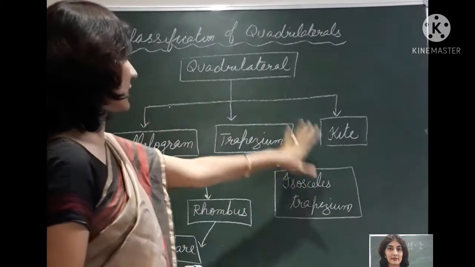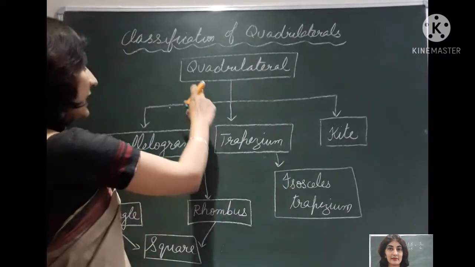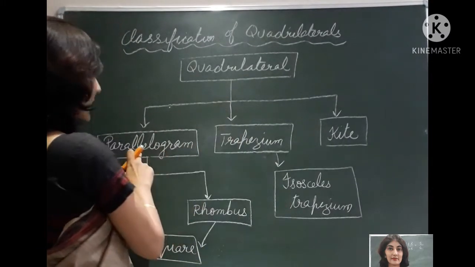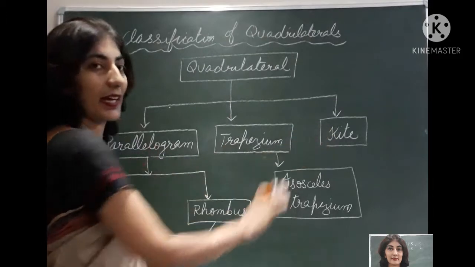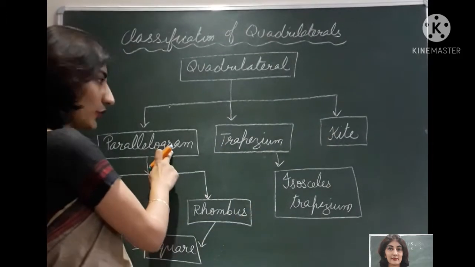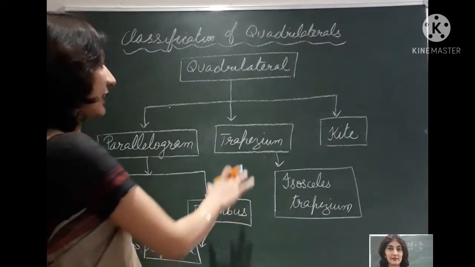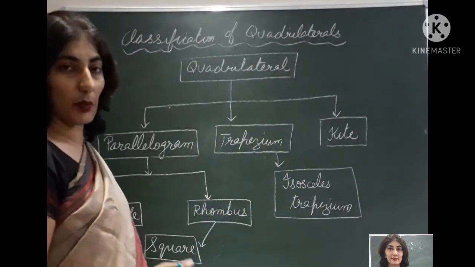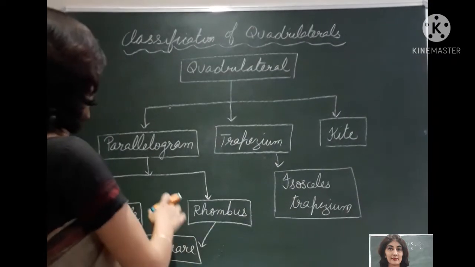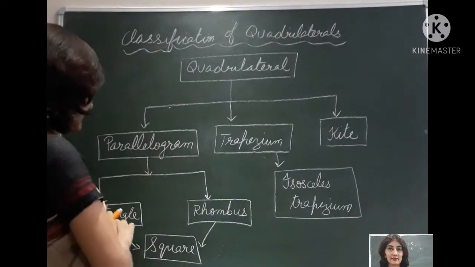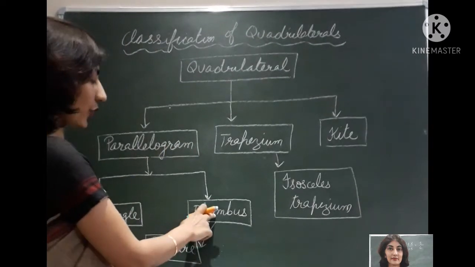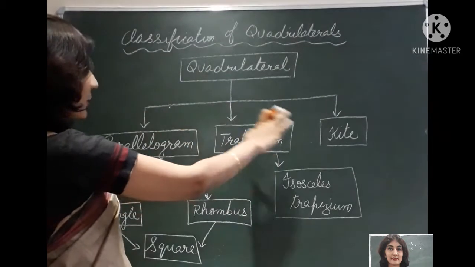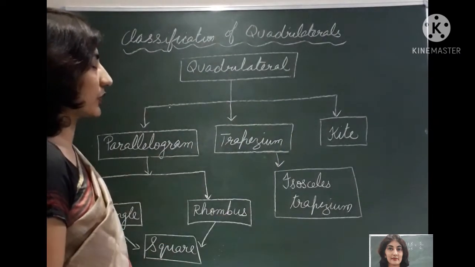See, I have drawn here a flowchart in which quadrilaterals are classified basically as parallelogram, trapezium and kite. We will study more about parallelogram in this class, and for trapezium and kite also I will tell you the important points of these quadrilaterals. Then parallelogram is classified as rectangle and rhombus and further as square. So this flowchart is very important. You should draw this flowchart in your notebook.